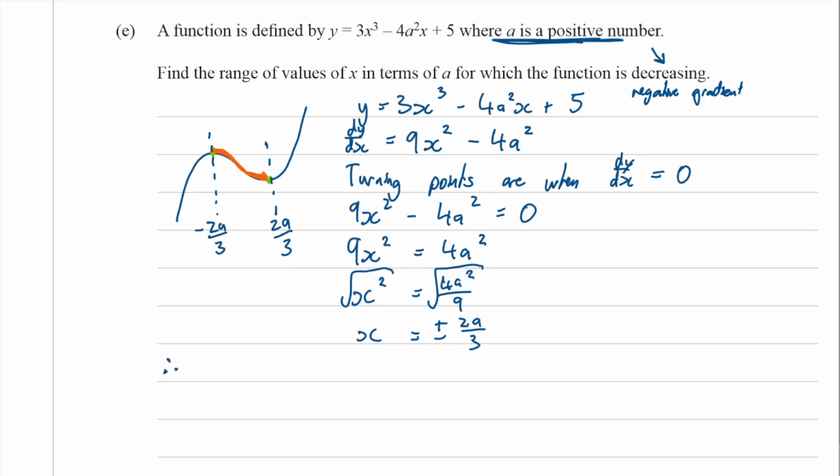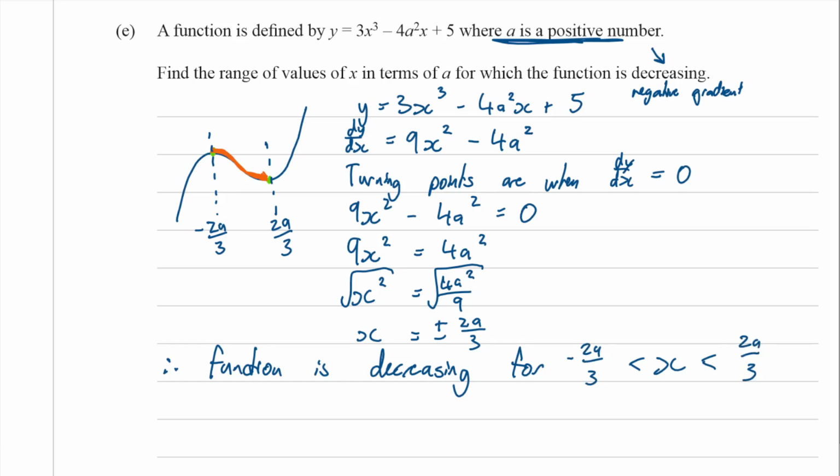So therefore, the function is decreasing for x between, so x is greater than negative 2a over 3, and x is less than positive 2a over 3. Using interval notation with the angle brackets. Alternatively, the sketch that we've shown here clearly shows, so we could even label that as decreasing. That also clearly shows the interval.